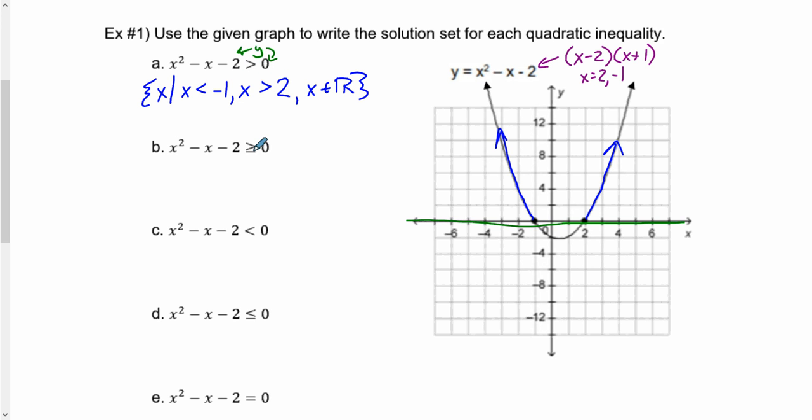If we ask where is it greater than and or equal to 0, all that's going to change is what our inequality sign is going to be. It's all our x's that are less than and or equal to -1, and our x's that are greater than or equal to +2. Once again, all real numbers.